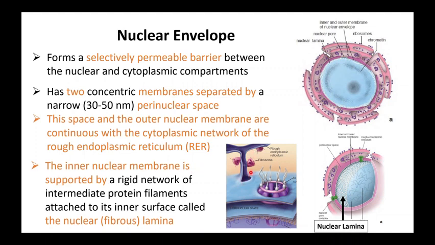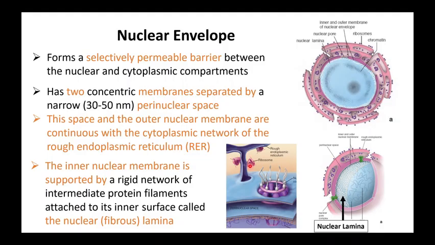Now look at the external membrane. It continues with RER. Makes sense? So perinuclear space also continues with the cisternae in RER. What is attached to RER? These ribosomes. Are you making sense? Does that make sense? Okay.